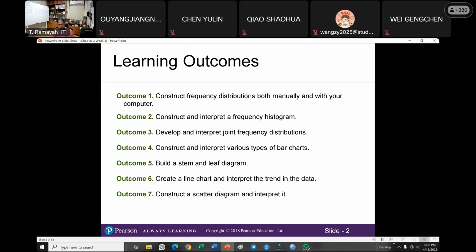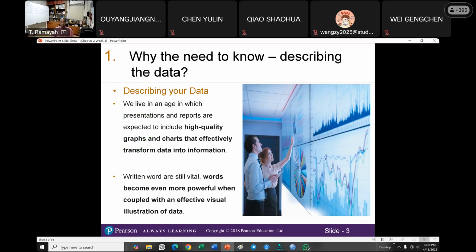Outcome number 4 will be how you will learn how to construct and interpret various types of bar charts. Outcome number 5 will be you will learn how to build a stem and leaf diagram. Outcome number 6 will be you will learn how to create a line chart and interpret the trend in the data. And finally, we will look at how to construct a scatter diagram and interpret it. So those are the 7 learning outcomes for today's class.